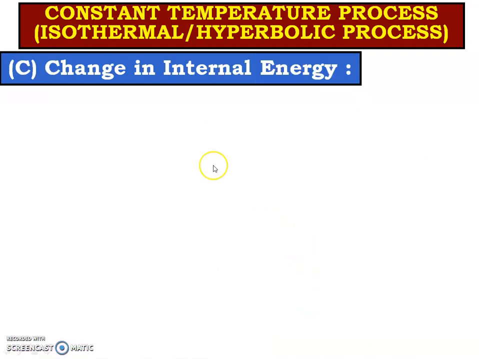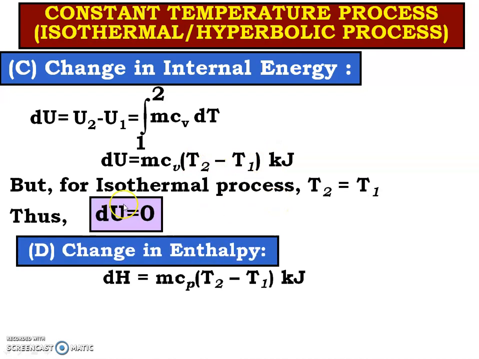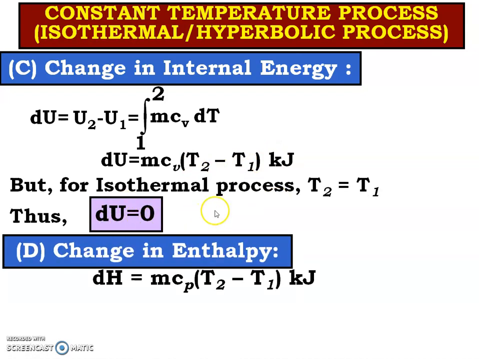What is the next? Change in internal energy. What is the equation? mCV delta T. Because it is a constant temperature process, T1 is equal to T2, and due to that, delta U is equal to 0.